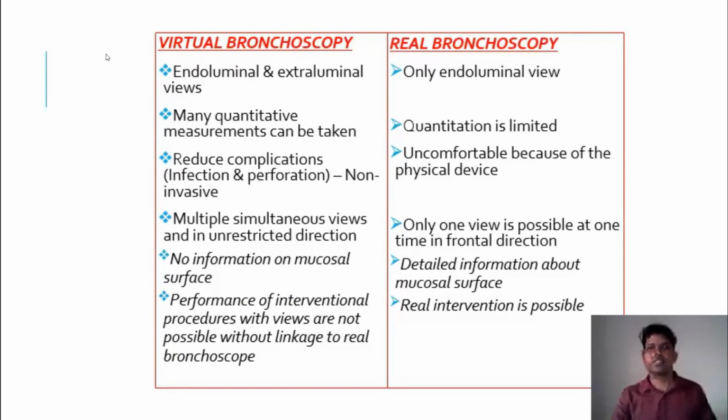So these are the differences between virtual bronchoscopy and real bronchoscopy. In virtual bronchoscopy, endoluminal and extraluminal views can be seen, whereas in real bronchoscopy only the lumen can be seen. In virtual bronchoscopy, which means CT bronchoscopy, many quantitative measurements can be taken, but in real bronchoscopy it is not possible. Complications like infection or perforation are reduced because it is non-invasive.